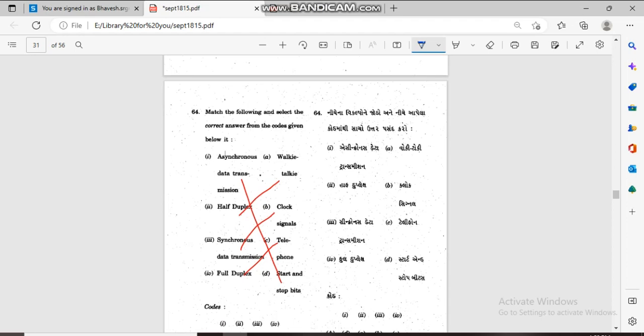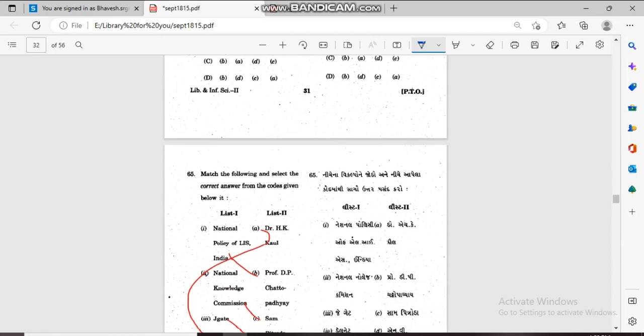Match the following. Asynchronous data transmission, start and stop bits. Half duplex, walkie talkie. Synchronized data transmission, clock signals. Full duplex, telephone.